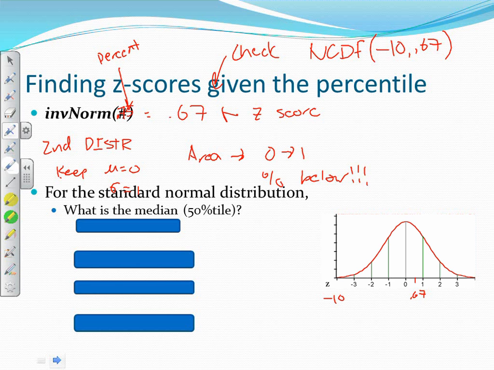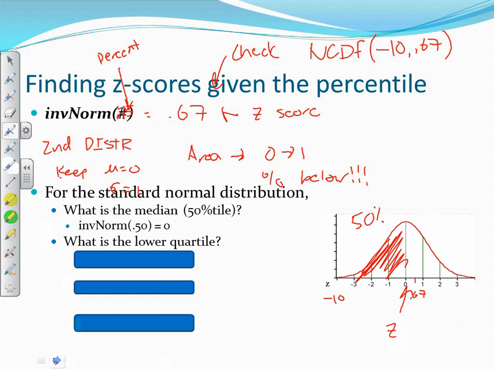0. That makes sense. 50% of my data is below the mean. The mean is 0 standard deviations away from the mean. Okay? So if I have 50% here, the z given by inverse norm is 0. What about the lower quartile? That would be the 25th percentile. Find that out.